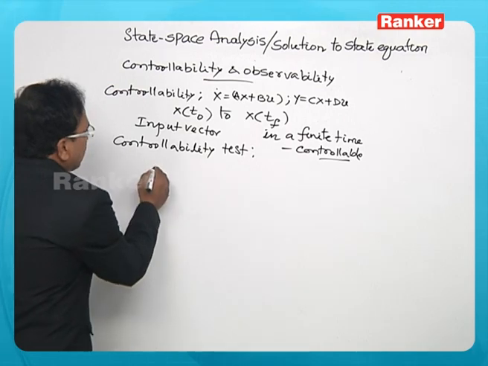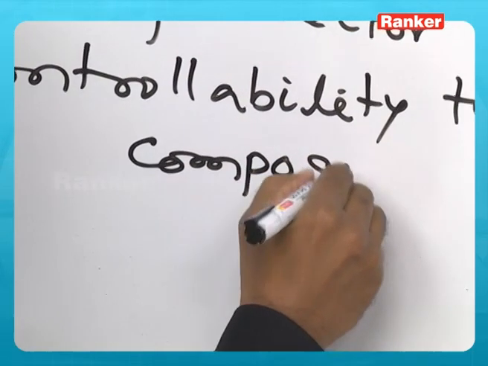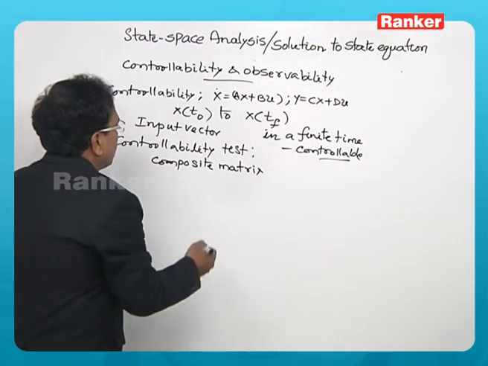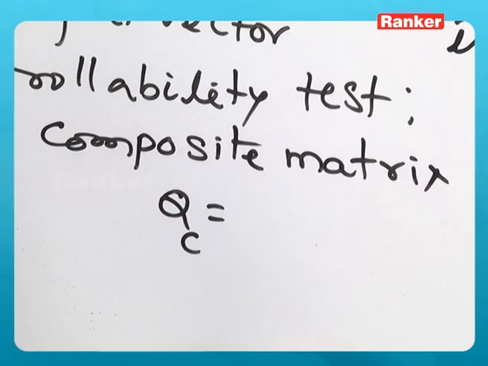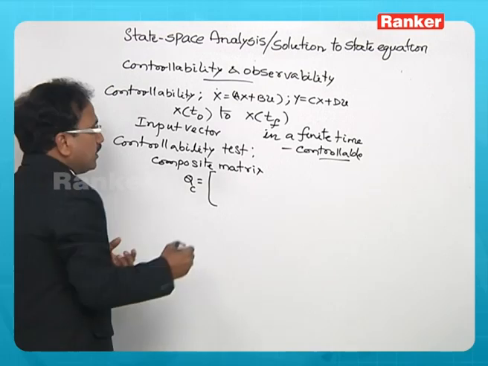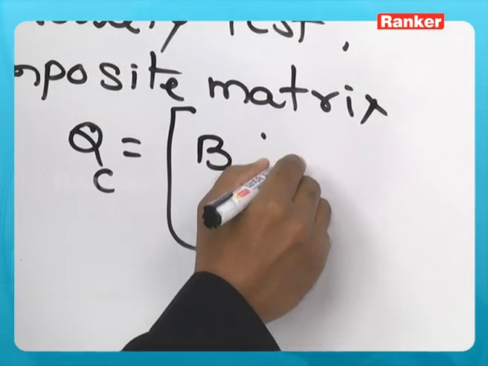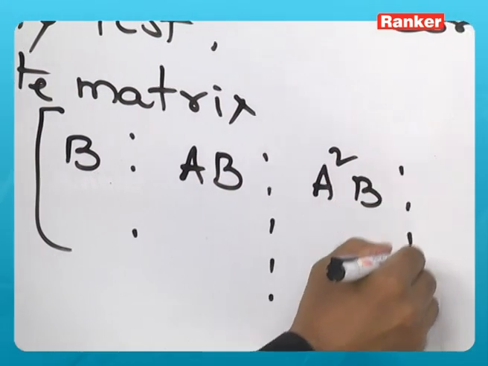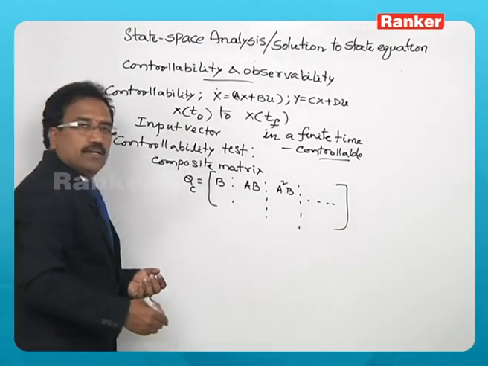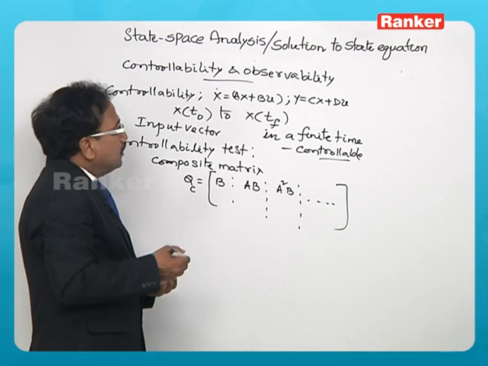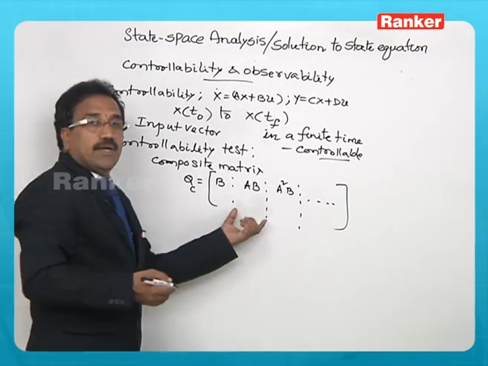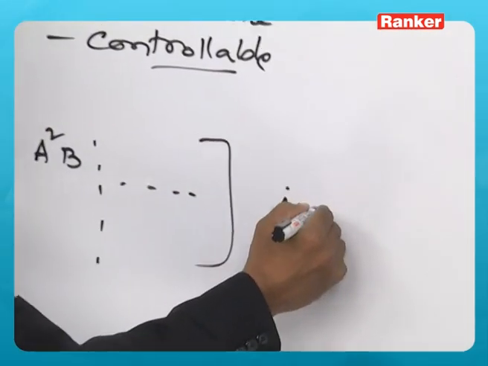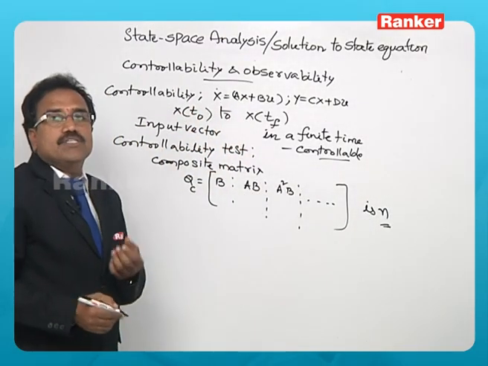For that there is a composite matrix we need to form or create, that is called QC, composite matrix, and the elements of this matrix are B, AB, A square B and so on, up to A power n minus 1 into B. So, the controllability test is the rank of this matrix is n, then we say that the system is controllable.